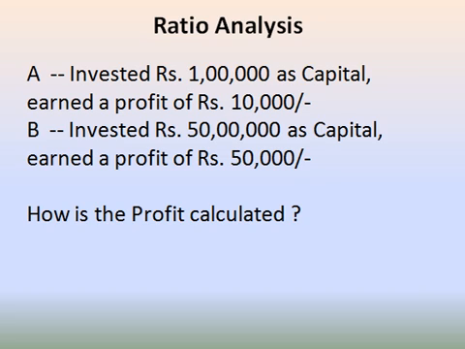So I put for us what I call A. A happens to be a business, say a given company, which has earned a profit of say 10,000 rupees, right? And B has earned a profit of 50,000 rupees. Now, we can also see in this example that A has invested 1 lakh rupees as capital and B has invested 50 lakhs as capital. I repeat, A has invested 1 lakh as capital.